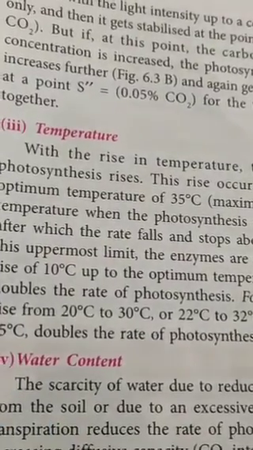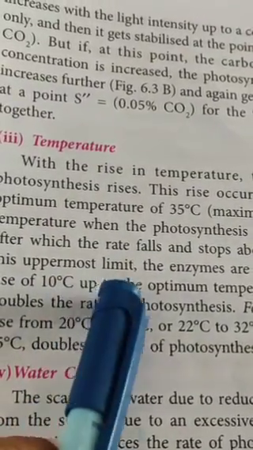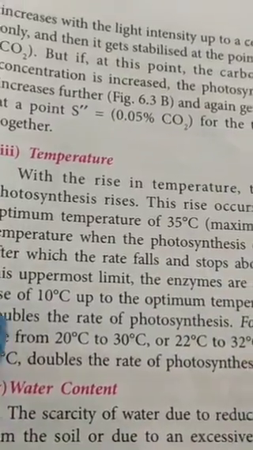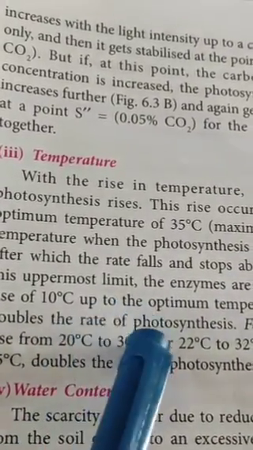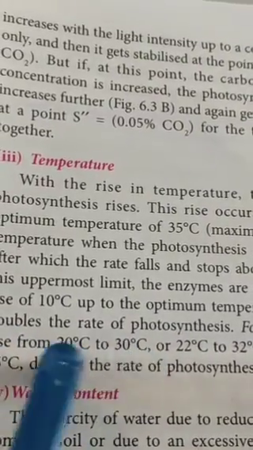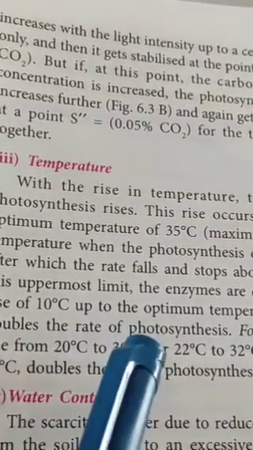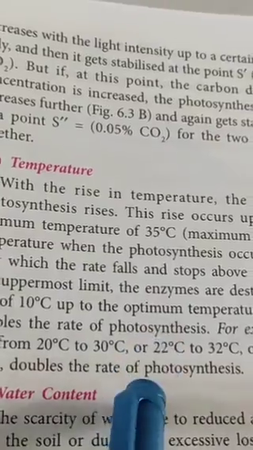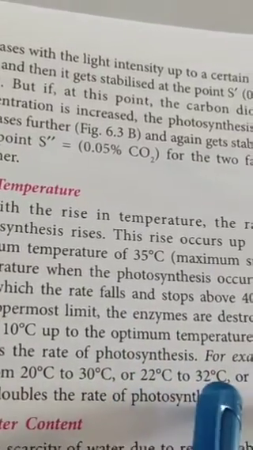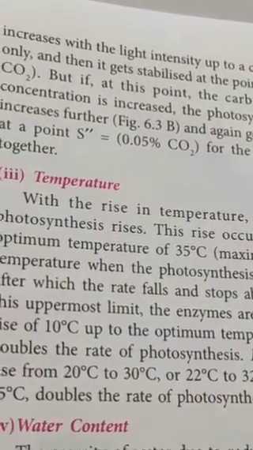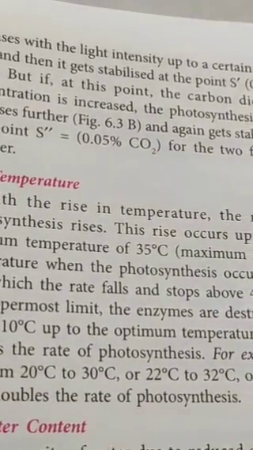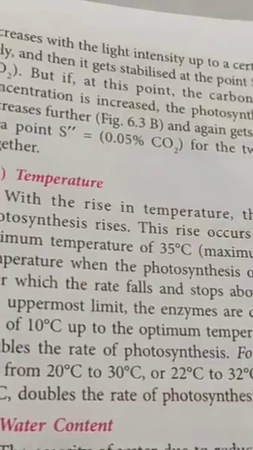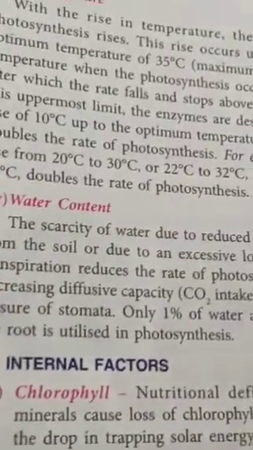So यहाँ पे आप देख सकते हैं, a rise of 10 degrees Celsius up to the optimum temperature doubles the rate of photosynthesis. For example, 20 डिग्री से 30 डिग्री का राइज है, इसमें बहुत ज़्यादा फोटोसिंथेसिस होगी. ऐसे ही 22 हमारे पास टेम्परेचर था और 10 डिग्री राइज हो गया, 32 हो गया, अगेन ऐसे ही होगा सेम. It will double the rate of photosynthesis when 10 degrees Celsius rises up to optimum temperature. उसके बाद नहीं.